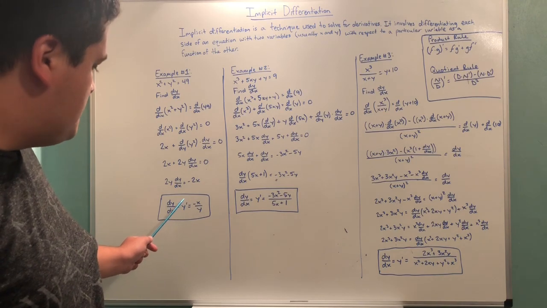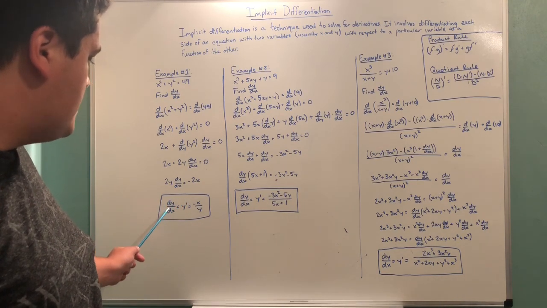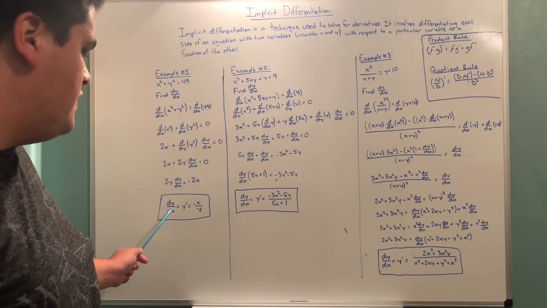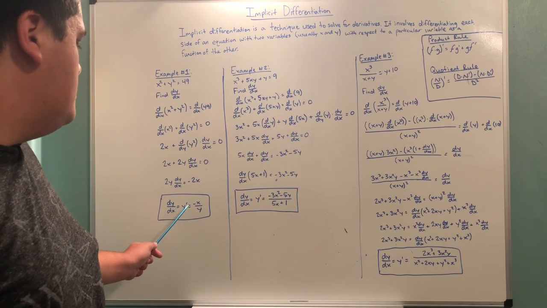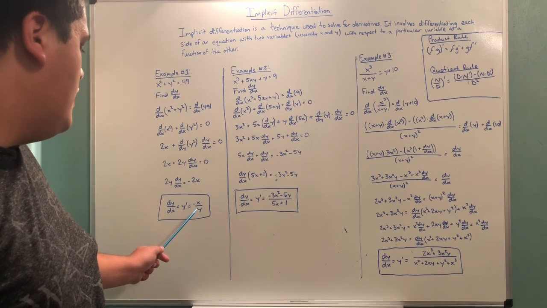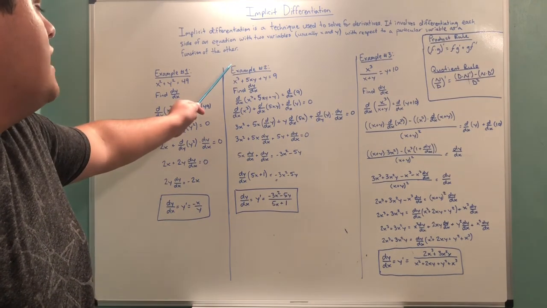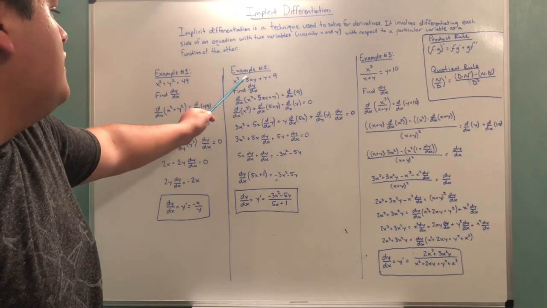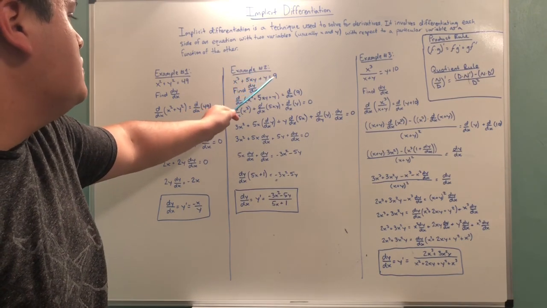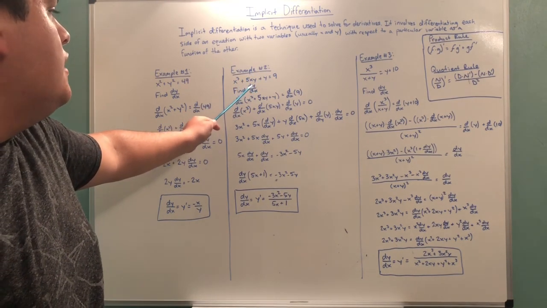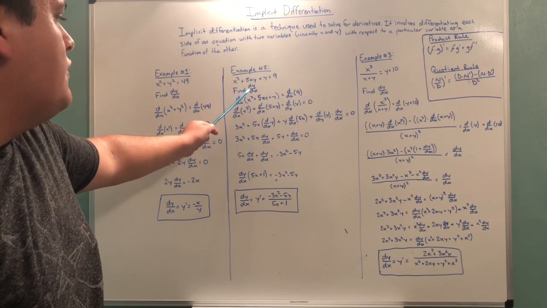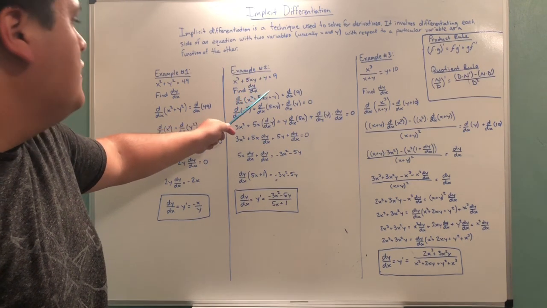Now this prime just means first derivative, so when you see a dy over dx to the 1 power, this means first derivative. So y prime is equal to negative x over y. This was found from simplifying this equation. For our second example, we have x cubed plus 5xy plus y is equal to 9, and we need to find y prime. Dy over dx can also be rewritten as y prime.